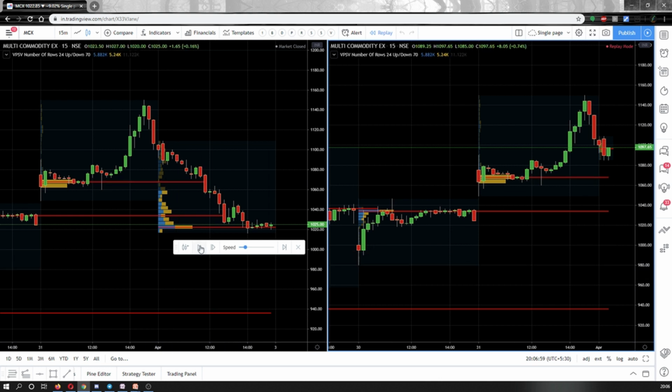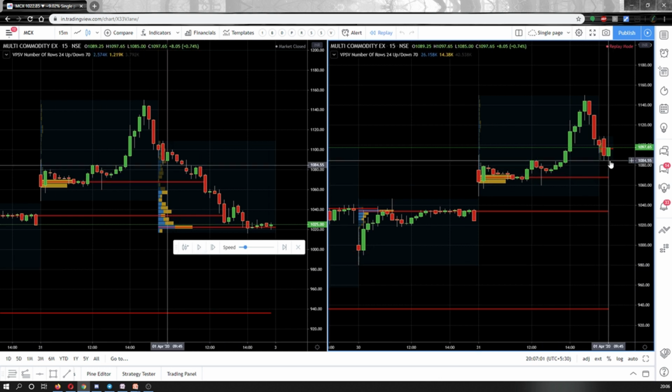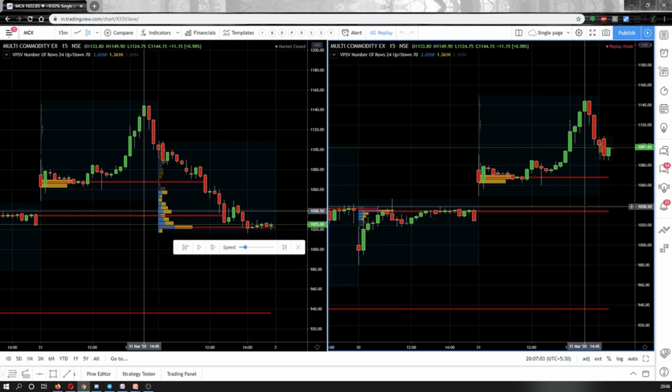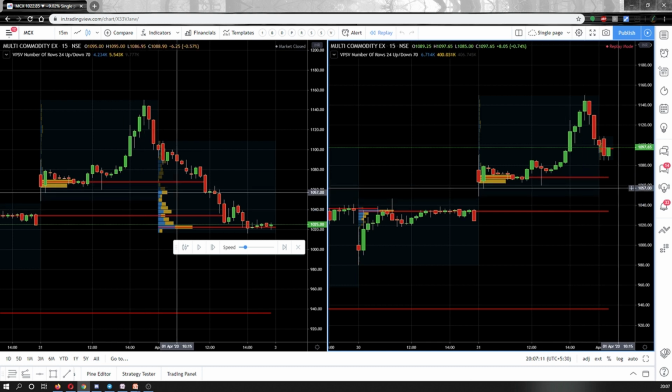Let me play this again. So you are taking the entry at the 9:45 candle. I'm not talking about the stop loss, because stop loss is a completely different explanation. I cannot explain the stop losses here, because for stop losses I use only one method, and that method is only known to my trainees.